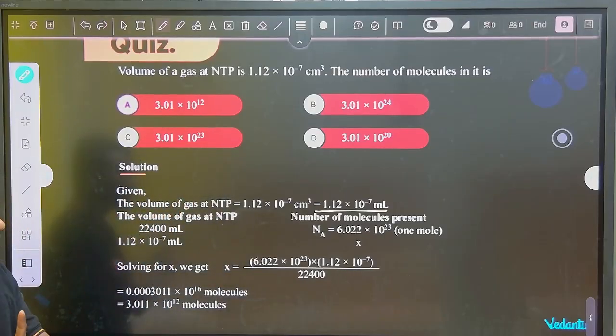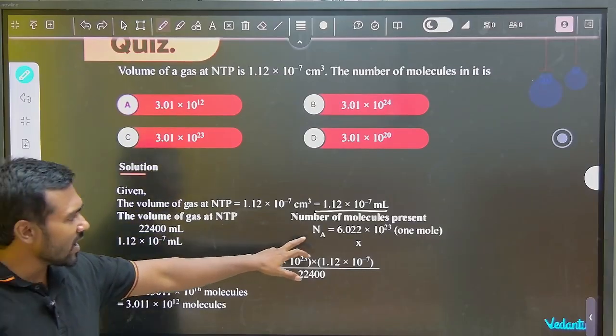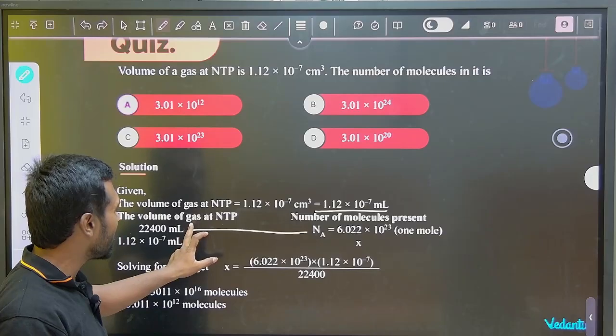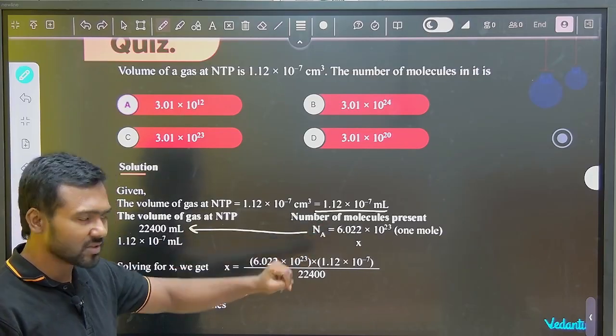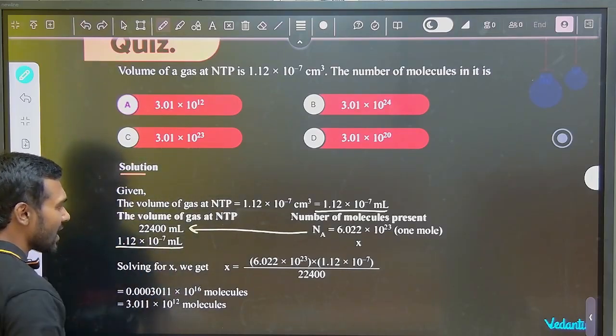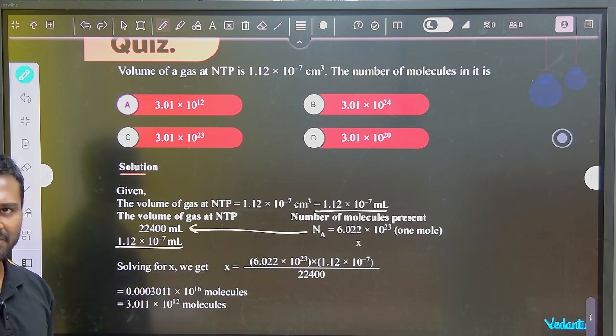1 centimeter cube is equal to 1 ml, you should know that. So at NTP, 1 mole of any gas will occupy 22.4 liters or 22,400 ml, and that is 1 mole, that is 6.022 into 10 power 23 molecules. Now here they gave the volume and they are asking for the number of molecules. You can find it easily.